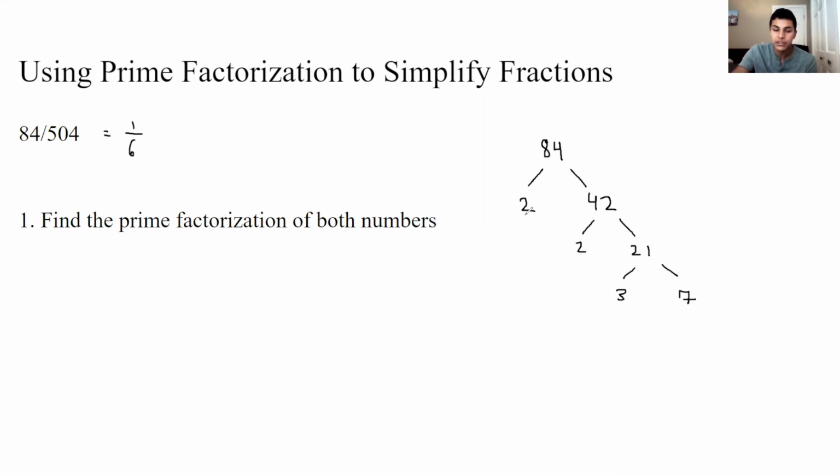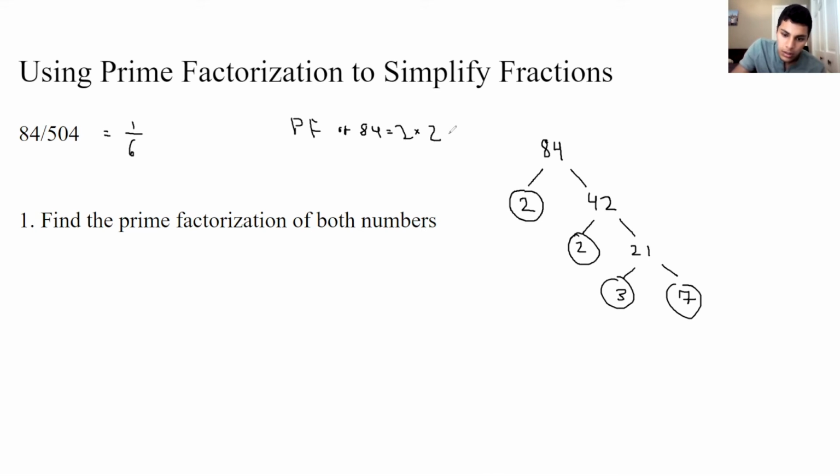So our prime factorization of 84, therefore, is all the prime numbers at the bottom of the tree multiplied by each other. So at the bottom, we have a 2, another 2, a 3, and a 7. So let's write this out. The prime factorization, PF, of 84 is going to be equal to 2 times 2 times 3, and then times 7.